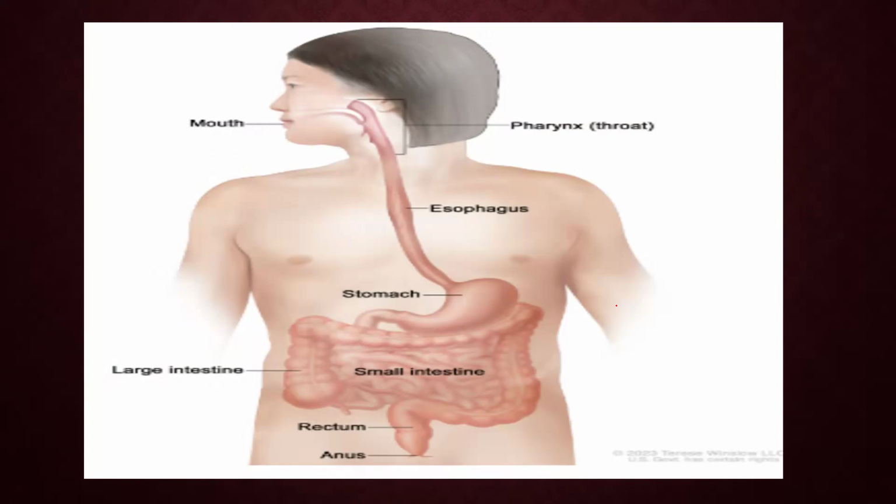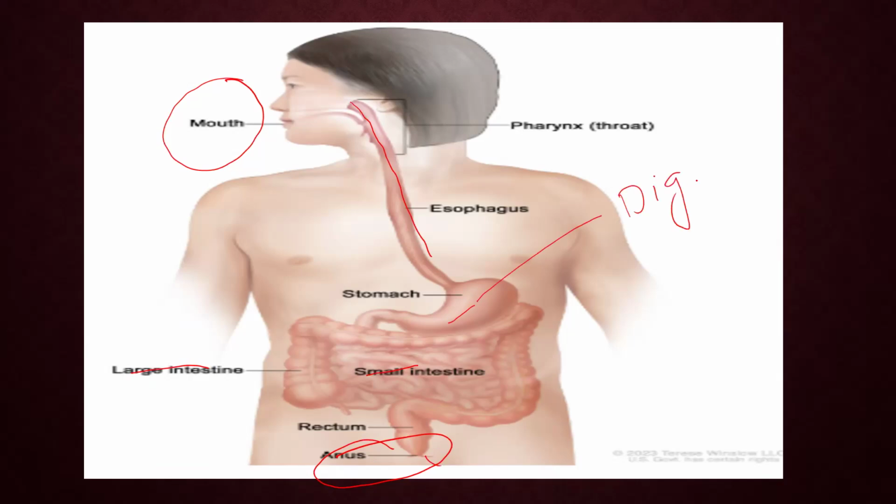So this picture shows the typical anatomy of the GIT system. It starts from the mouth and ends at the anus, right? We take food from the mouth, and this food passes through the esophagus, then into the stomach, then the small intestine and large intestine, and then finally is excreted through the anus. So what happens when food reaches the stomach? The digestion of food takes place in the stomach. This digested food that I am highlighting here will be absorbed in the small intestine.